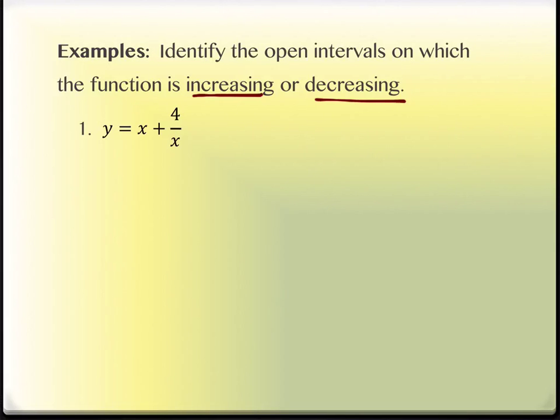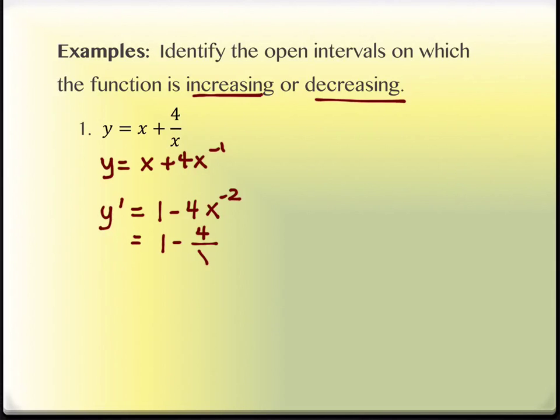So this one wants us to find if it's increasing or decreasing. We do that by finding the derivative. So let's rewrite this first. And our goal is to find the derivative and to set it equal to 0. That's what we're really going to do. All right? So what is the derivative of x plus 4x to the negative 1? Minus 4x to the negative 2. Excellent. And if we rewrite this with positive exponents, we get this, right? Okay, so this is our derivative.